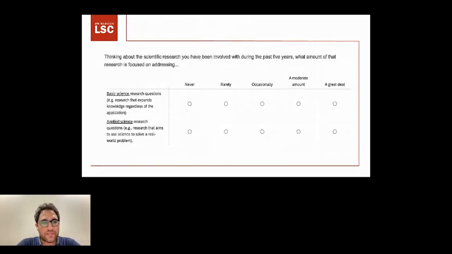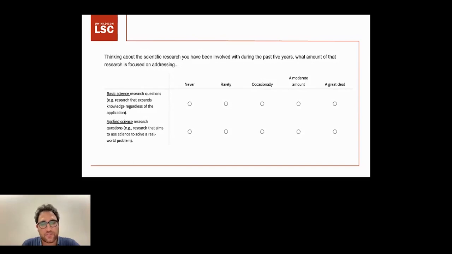So what was unique about this survey is we included this question largely from the momentum that Brooke and Keegan and Rick had forming SciPEP and thinking about this basic versus applied distinction. We created this measure asking scientists, in the last 5 years, what amount of their research focused on addressing either basic science research questions or applied science research questions. They had a Likert scale going from never to a great deal, 1 to 5, and respondents got these two different questions.